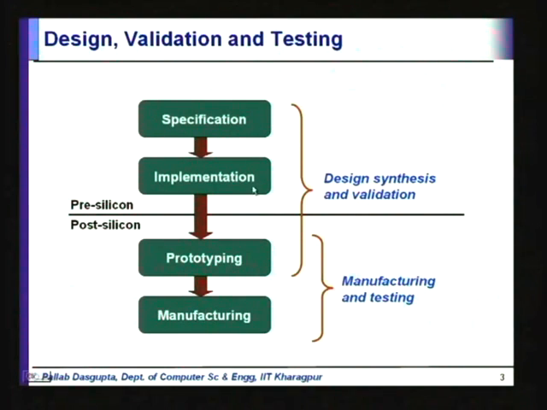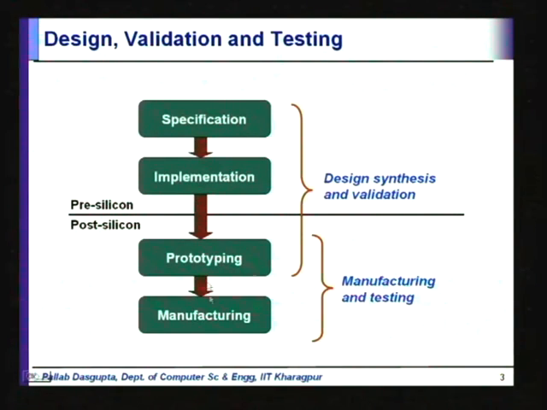The second phase is the implementation. This implementation is not the actual product, but the development of the design in a symbolic language. This is still pre-silicon. What we mean by pre-silicon is that at that point of time you are still working on the computer, you do not actually have the chip. There is no silicon that you have created, and then the later part is post-silicon. Post-silicon is the point of time when you have started fabricating the chip.